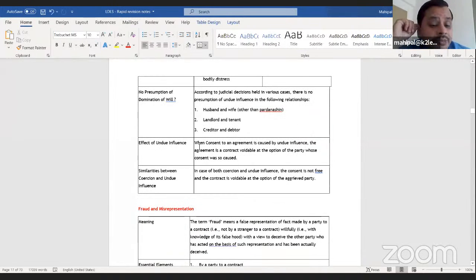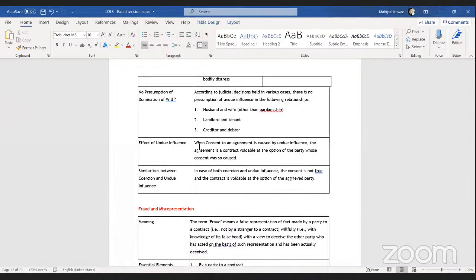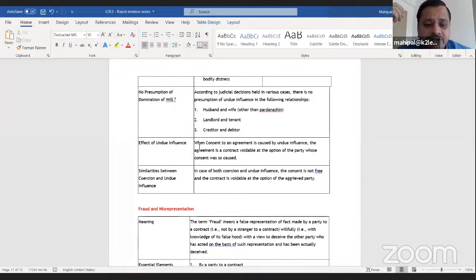These are the three relationships where undue influence cannot be presumed. Number one, husband and wife. Number two, landlord and tenant. And number three, creditor and debtor. Effects of undue influence: the contract becomes voidable at the option of the aggrieved party.